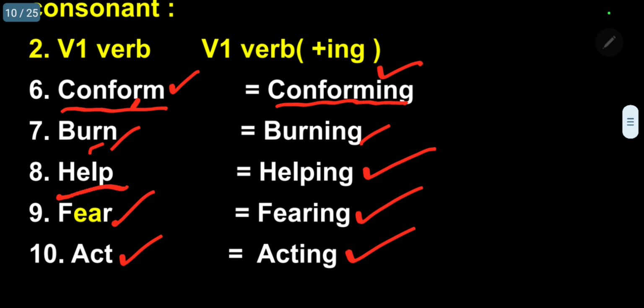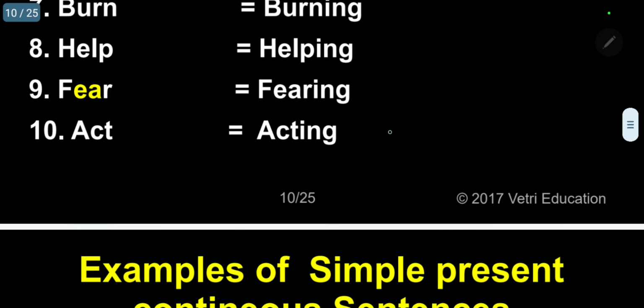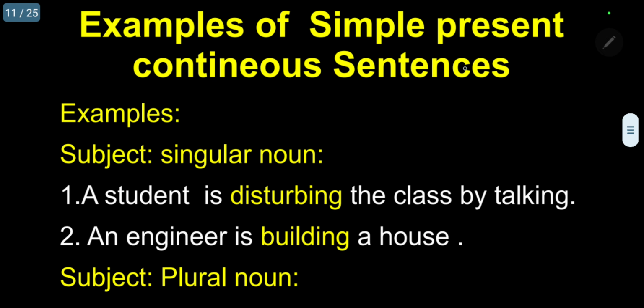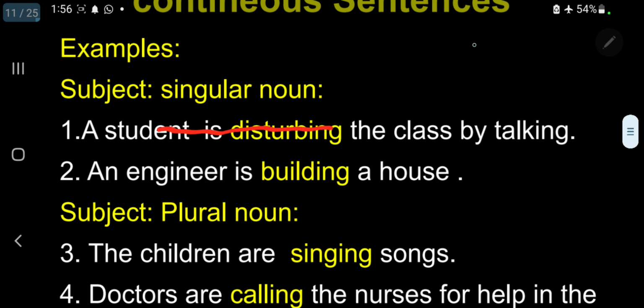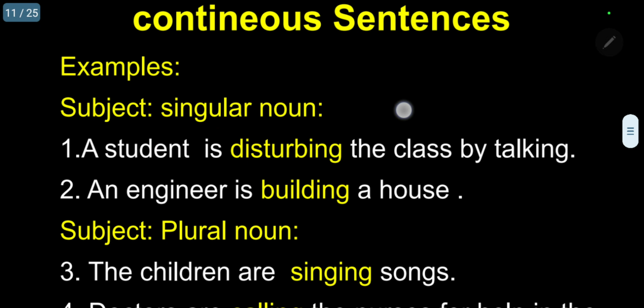So, my dear students, this is the most important rule. These 9 letters you have to memorize, and if it is preceded by a consonant or more than one vowel, add ing. Now, I will give examples. With this, you can appreciate. First example, subject, as usual, noun. I am taking a singular noun. Kindly follow.